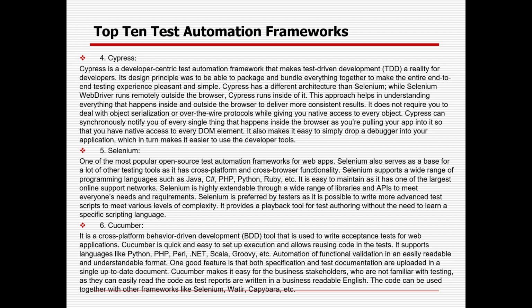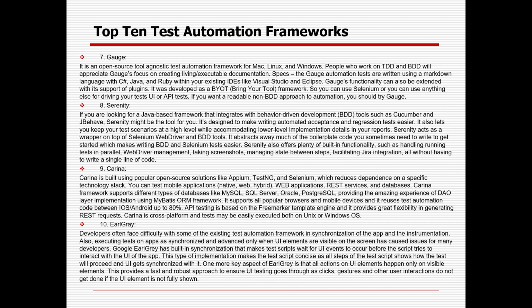You can first create the features, you can develop your test definition file. After that you can run them with the help of the runner. So that is the way you can develop the Cucumber BDD framework. Then Gauge, it is also an open source tool, primarily used for BDD and TDD. Then Serenity is also one kind of framework available. In case you are looking for a Java based framework which integrates behavior driven development tools such as Cucumber and JVM, you can use Serenity.